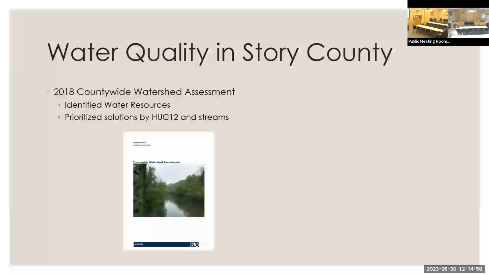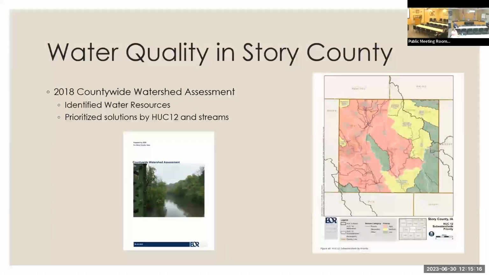So in 2018, they hired a company to do a countywide watershed assessment where they were able to analyze all the data out there and prioritize our HUC 12s and prioritize the streams. Again, there's 32 HUC 12s that impact Story County. So all of our land uses are impacting those watersheds and those streams. And you can see with this picture that the majority of the priority areas are along the South Skunk and along Indian Creek. That's what the data showed, and that would be the areas that we should focus on.